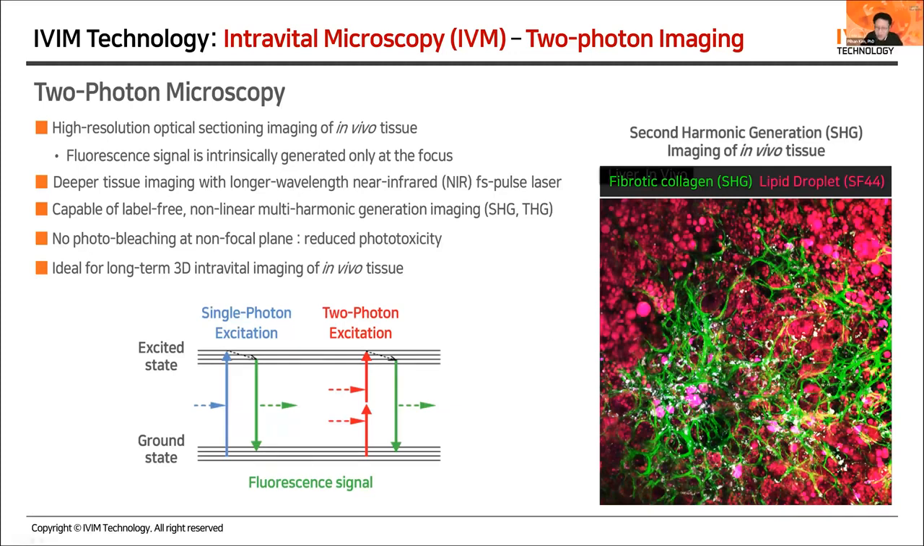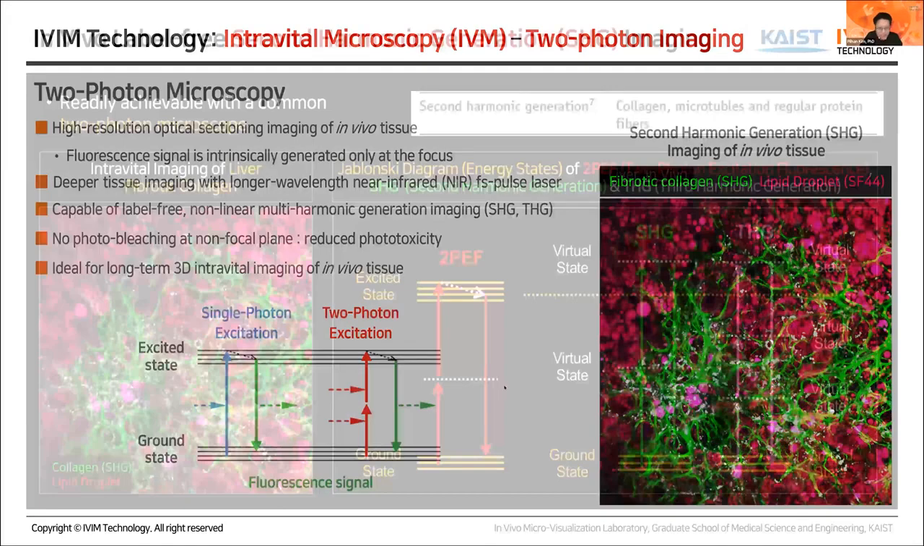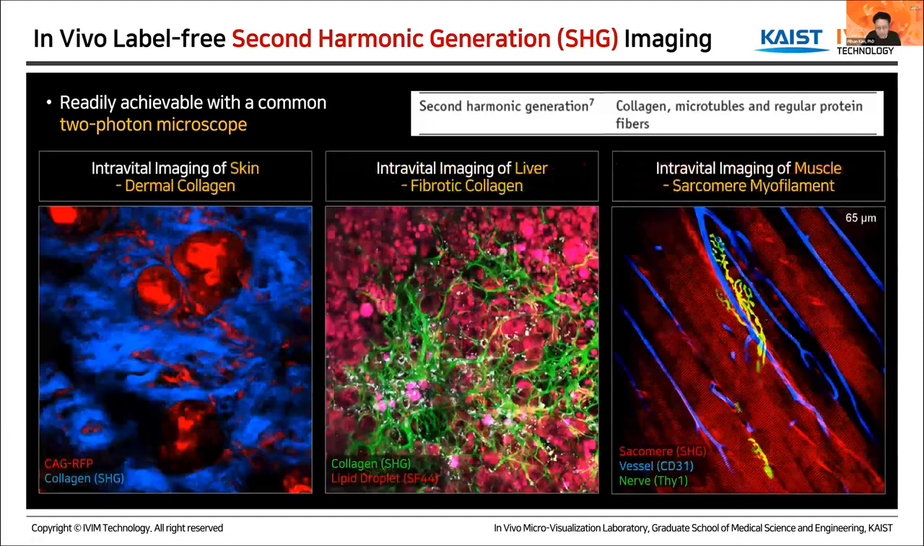So this is one example obtained from the liver fibrosis model. All this green is collagen visualized by the two-photon imaging mode with the second harmonic generation signal. These are examples of second harmonic generation imaging together with fluorescence. On the left-hand side, this red signal is the RFP signal expressed in the vessel, the hair follicle, and the sebaceous gland in the skin. And this blue color is the collagen imaged by two-photon imaging mode with the second harmonic generation signal.